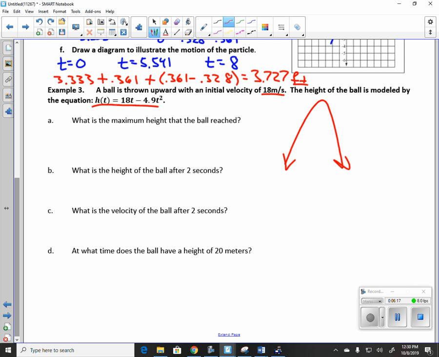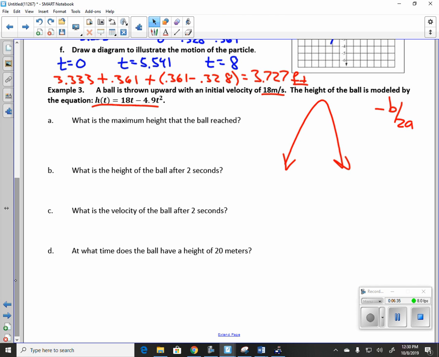So the question is, what is the maximum height that the ball reached? What do we call that spot on the parabola? The vertex, right? And we do negative b divided by 2a. Remember that, right? No more, folks. No more. We want to find the maximum height of the ball.